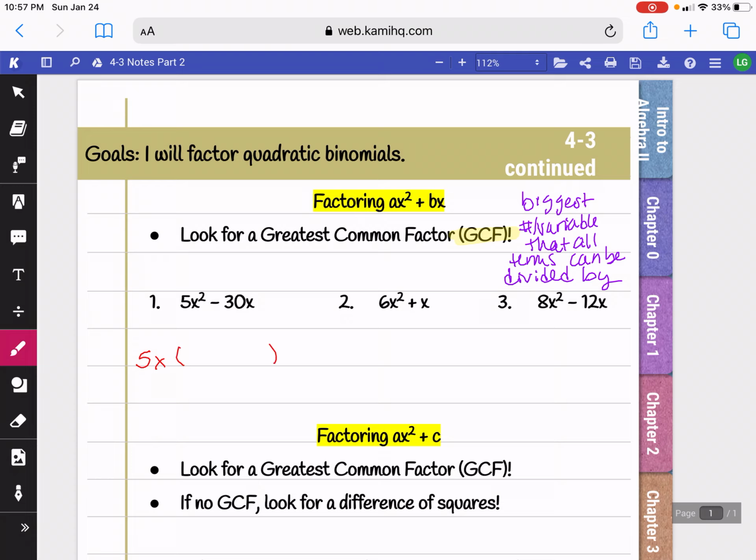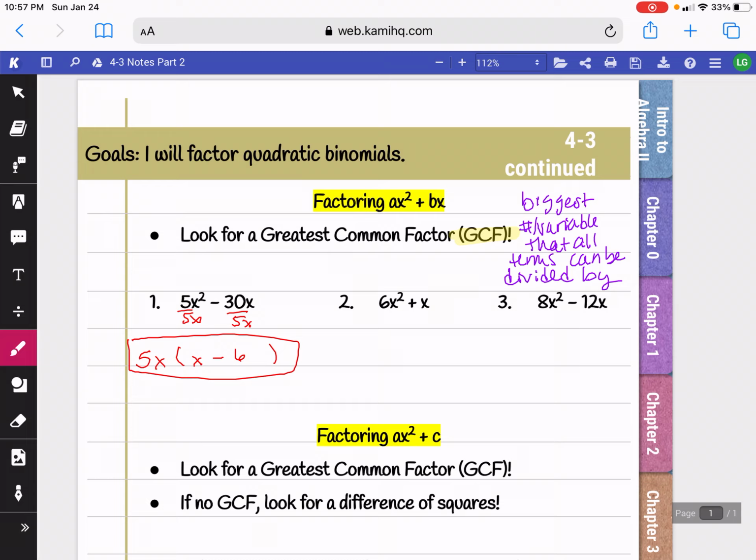And remember, factoring is the opposite of multiplying. You're figuring out what they multiplied to get your expression. So we want to figure out what goes in this parentheses. We would work backwards or divide. So I'm going to divide both of these by 5x. 5x squared divided by 5x is x, and 30x divided by 5x is 6. So I would get x minus 6. And these would be my two factors.